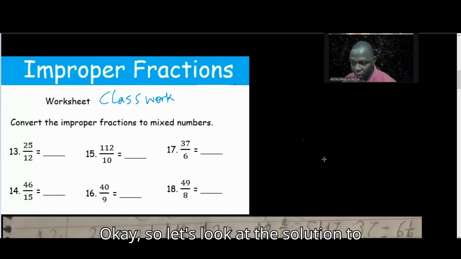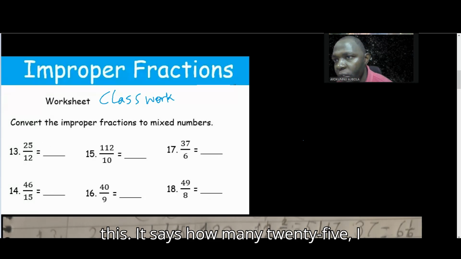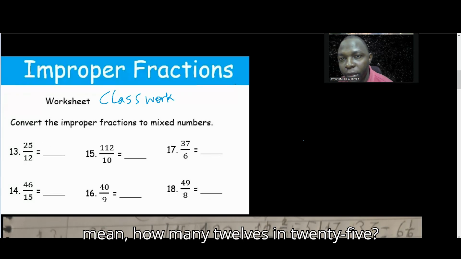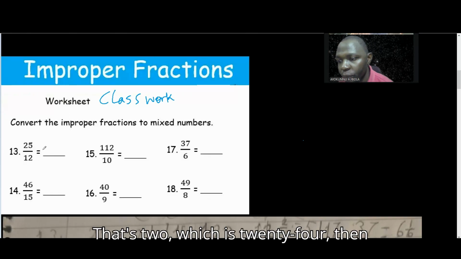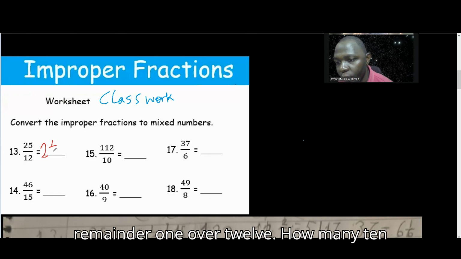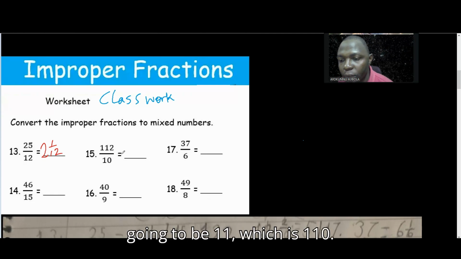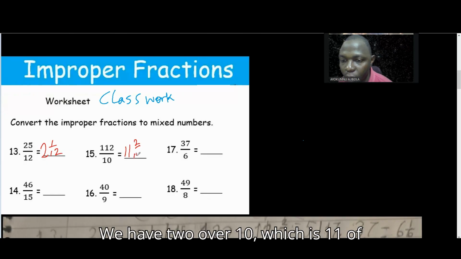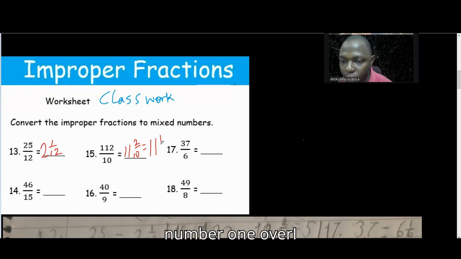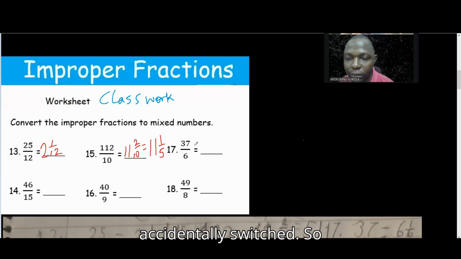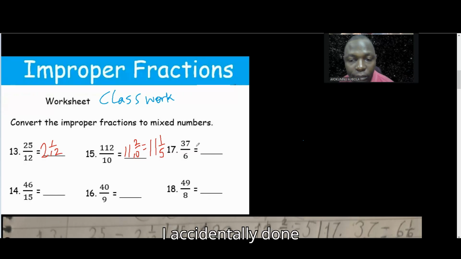Okay. So let's look at the solution to this. It says how many 12s in 25? That's 2, which is 24, then remainder 1 over 12. How many 10s in 112? That's going to be 11, which is 110. We have 2 over 10, which is 1 over 5. I accidentally switched.